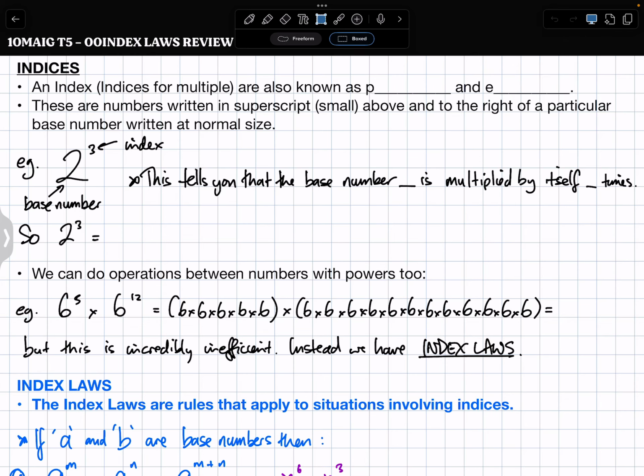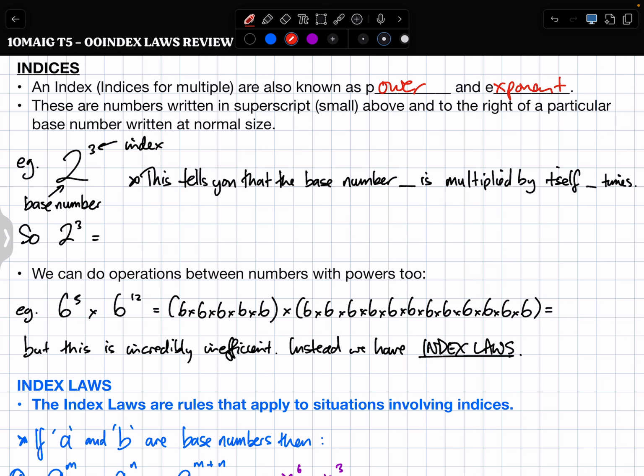All right, let's see if you know the terminology. An index, indices for multiple, is the small number above the top right of a large normal sized number. Do you know what the other names for them are? One starts with a P. Power. And E? Exponent. Well, good job.